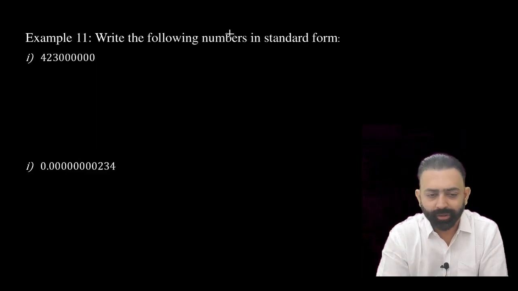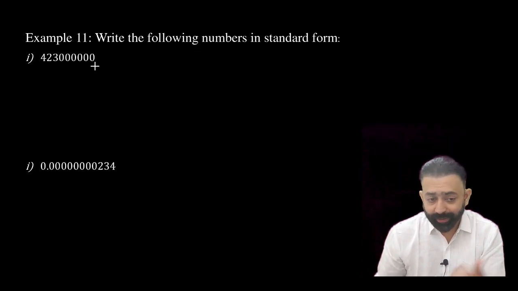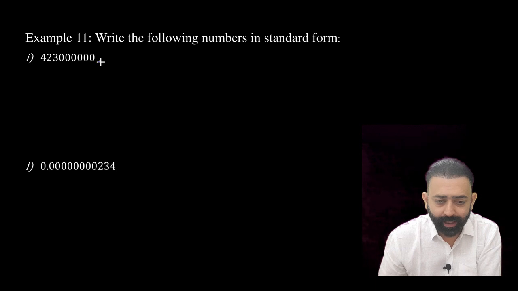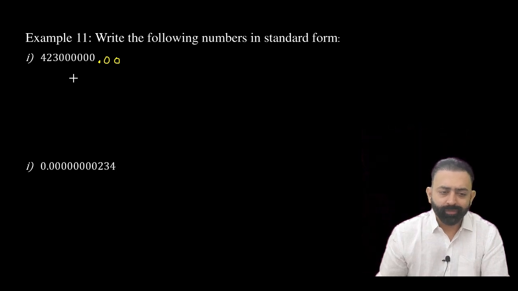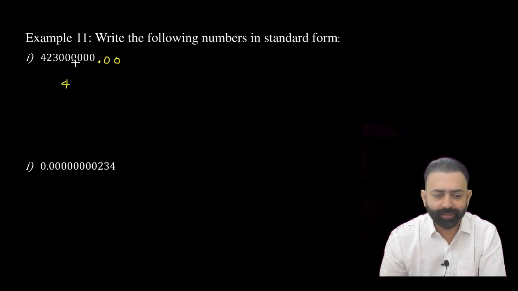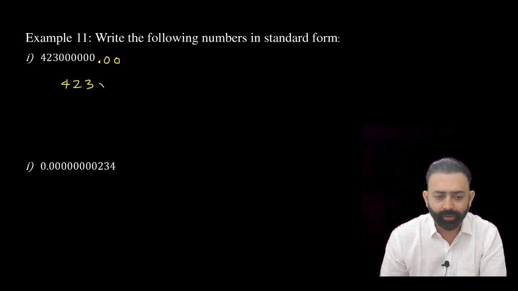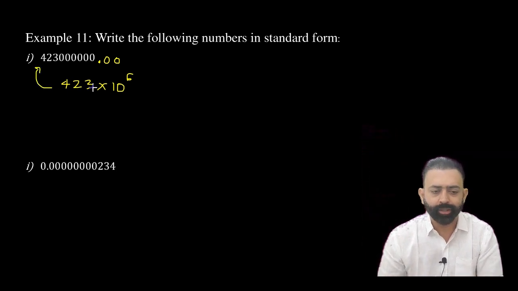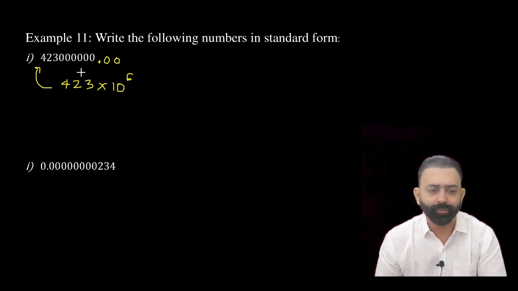Let us do some questions on this. We have to write the following numbers in standard form. As you can see, it involves 6 zeros and there is a decimal point after the last zero. One way of using shorthand is to write these 6 zeros as an exponent of 10. So we can write this as 423 into 10 raised to power 6. If you go in reverse, 423 into 10 raised to power 6 will give you 6 zeros after the 3, so you will get the original number.